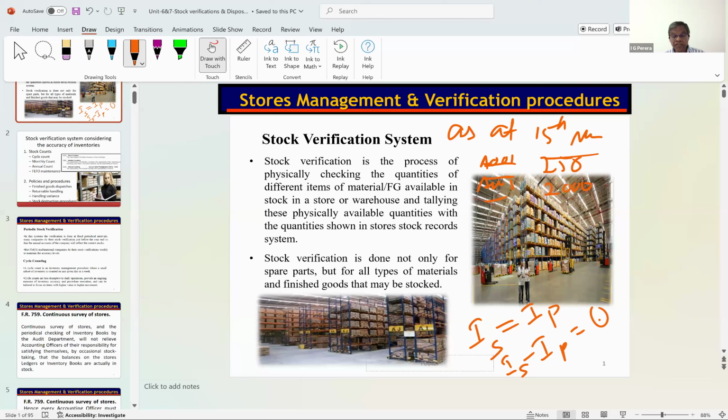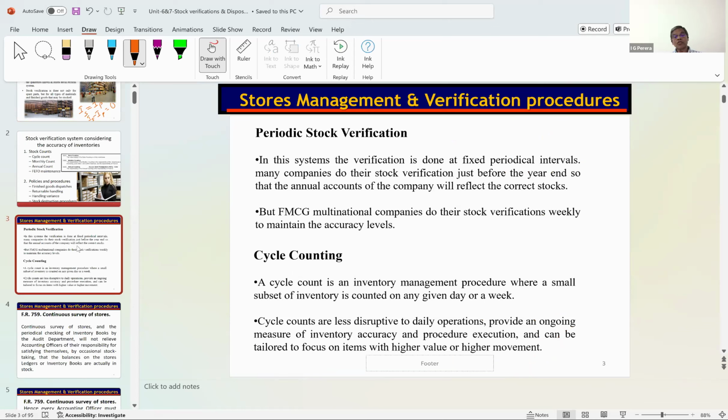There are various reasons and factors contributing to this particular issue. As a result, it is a requirement that we do verifications. That is what stock verification is. Stock verifications are done at different intervals. One stock verification is the annual verification, which is very famous.